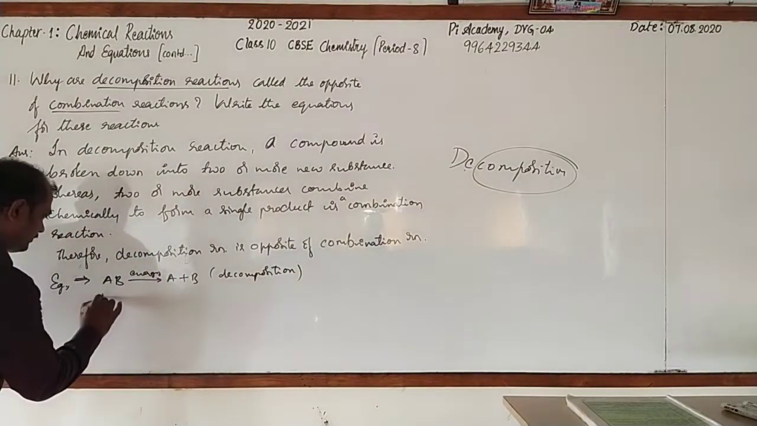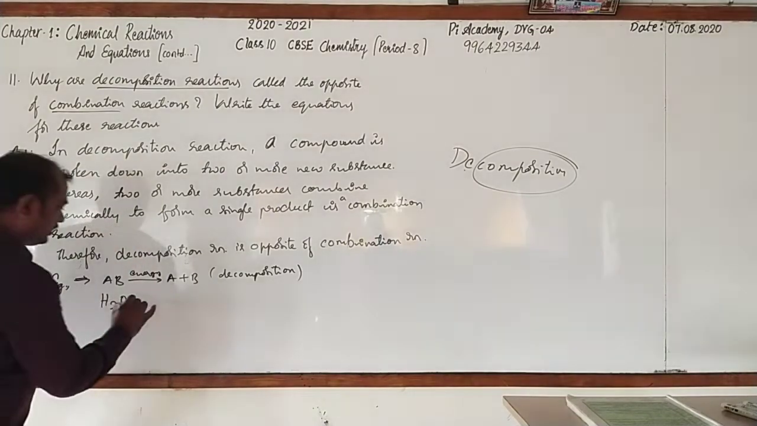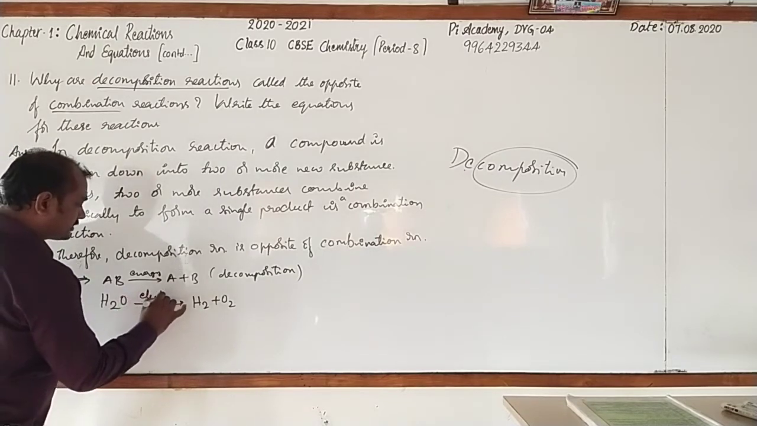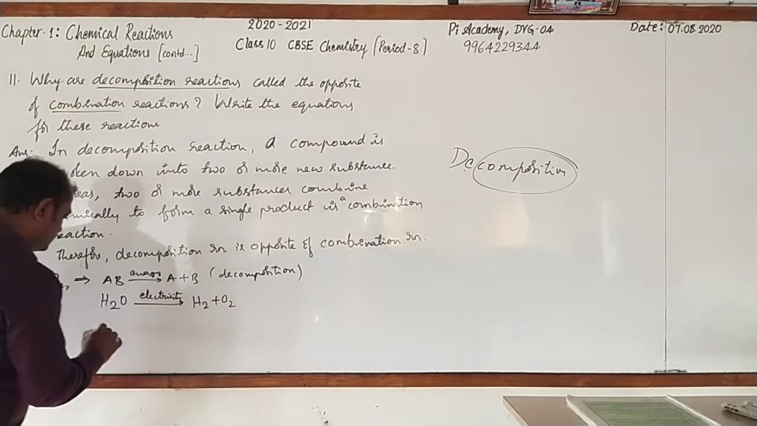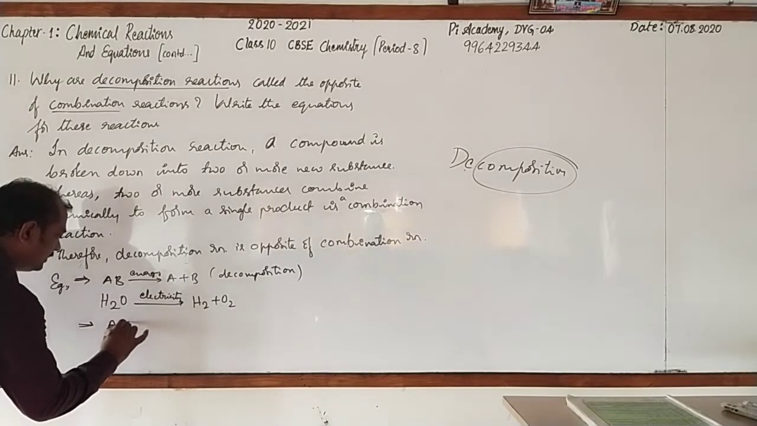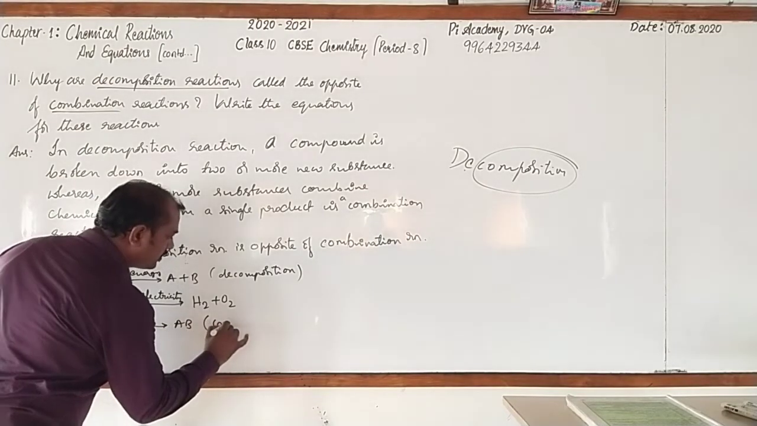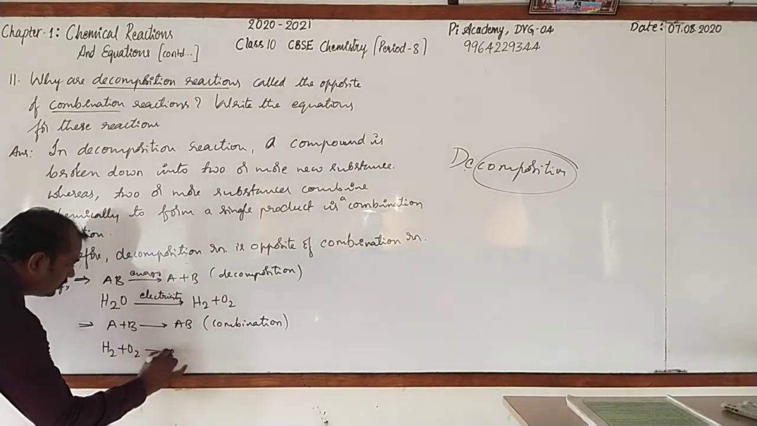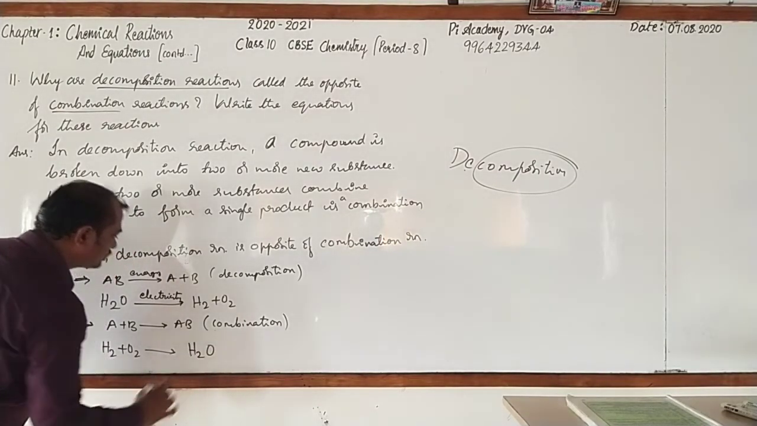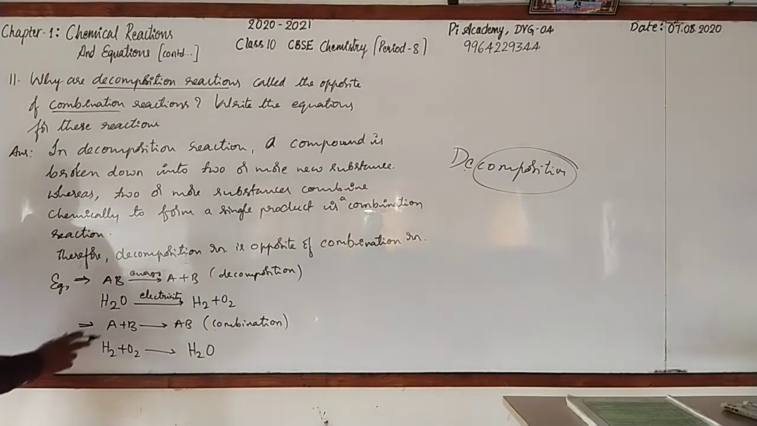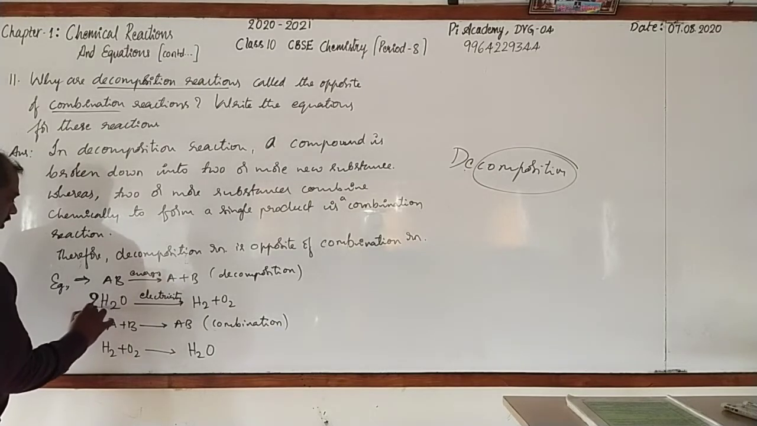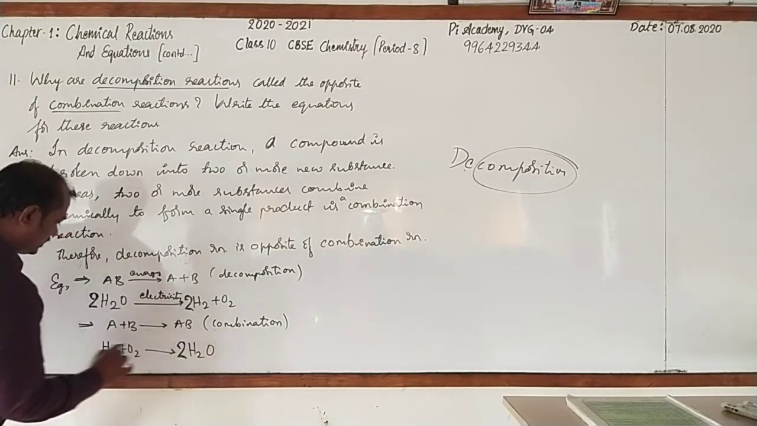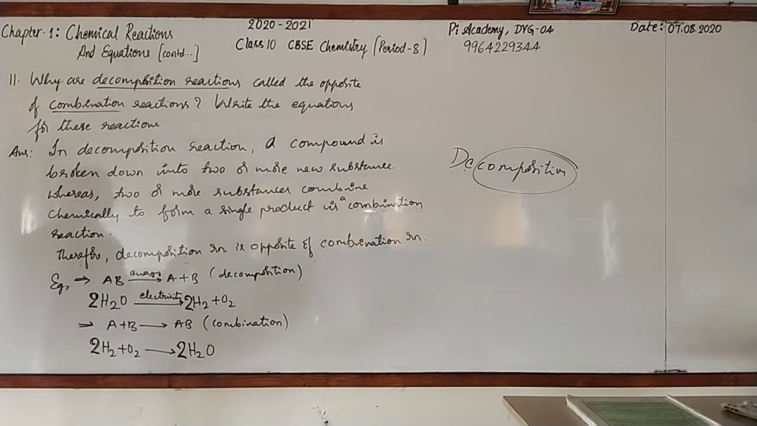You can take an example of H2O. Acidified water gets split up into hydrogen and oxygen by passing electricity, right? Then similarly, A plus B gives rise to AB. What is this? It is combination, right? Then we can write hydrogen plus oxygen, they combine to form water, H2O. They are not balanced. You can go for balancing it. Here oxygen should be balanced, 2. Then hydrogen, here 2. Then here also oxygen should be balanced. Hence here we should write 2. Did you understand? Yes. Copy this.